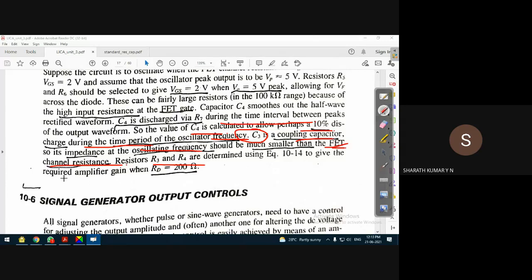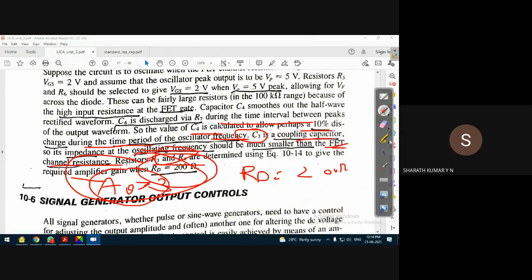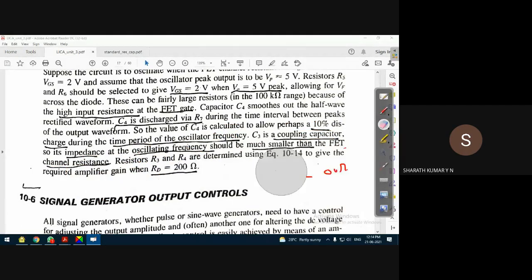So R3 and R4 are determined from the previous numerical problem to give the required amplifier gain when RD is equal to 200 ohms. That means when the FET is selected with a channel resistance of 200 ohms, R3 and R4 should be such that they give the required voltage gain of the amplifier. What is the required voltage gain? The voltage gain should be greater than 3. So R3 and R4 should be selected in such a way that the voltage gain is greater than 3.